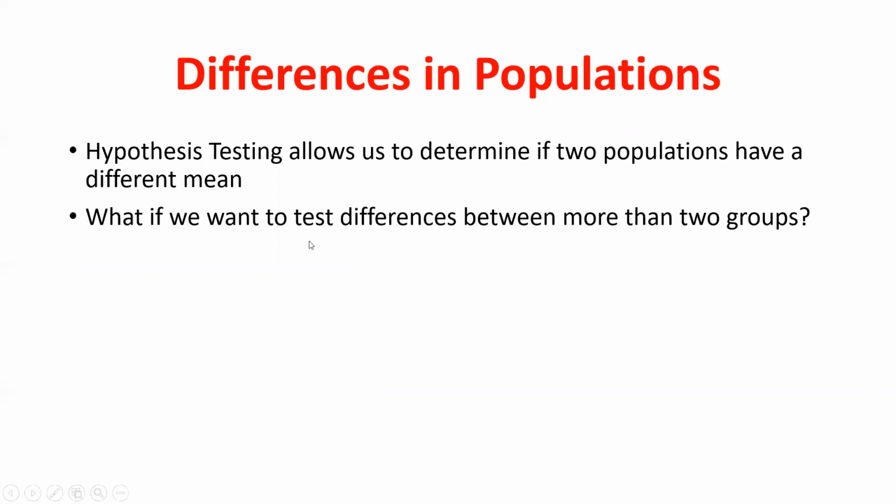Well, what if we want to test for differences between more than two groups, right? So maybe I have people under age 20, people between 20 and 40, people between 40 and 60, and I'm looking at average incomes. And I want to say, does average income vary across these groups, right? Across this age distribution, essentially.